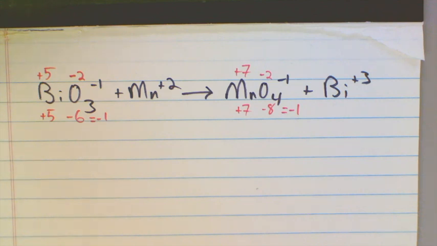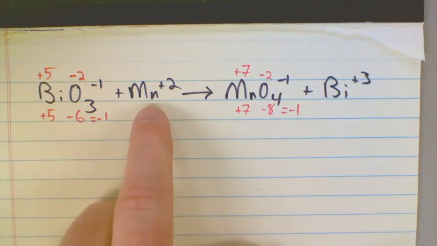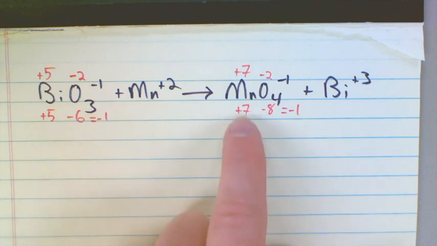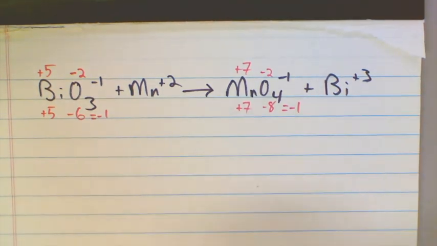Okay, what's step 2? Yeah, we got to split it. We got to split into two half reactions. So which ones are oxidation here? So remember that oxidation is a loss of electrons. Which one is losing electrons? Mn. So Mn's going from +2 to +7. So it's getting more positive. Electrons are negative, so this is our oxidation here.